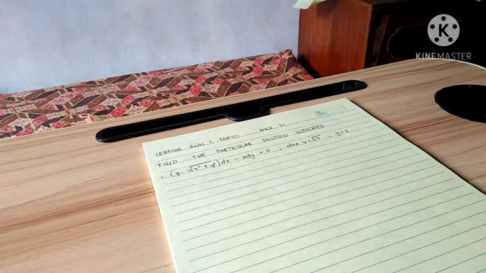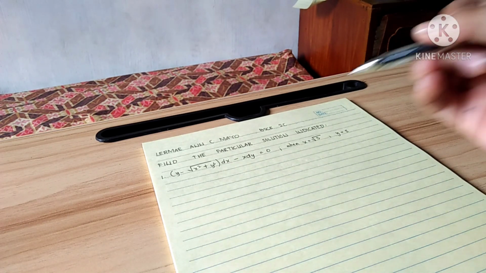So in this video, I'll be sharing with you my thoughts and explanations in solving homogeneous functions and elimination of arbitrary constants. We have a total of 5 problems. 3 of them require us to find the particular solution indicated, and the remaining 2 are elimination of arbitrary constants.